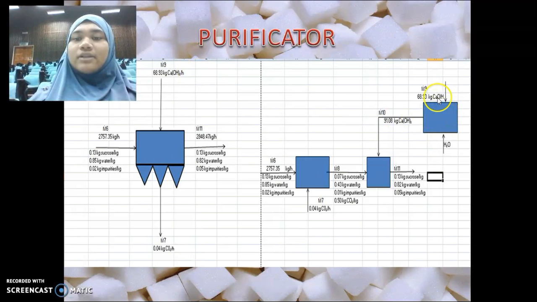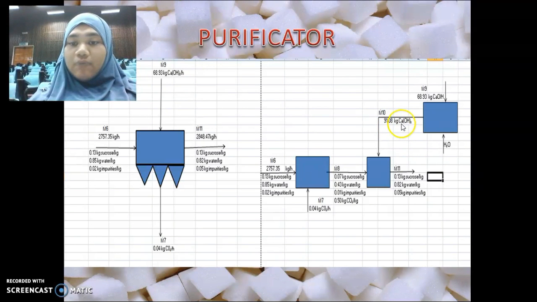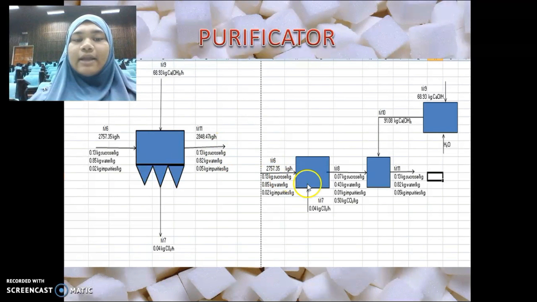And then for the M.9, we get calcium hydroxide from the reaction of calcium oxide and H2O. We use 68.93 kg calcium oxide, and then react it with H2O, and then we get 91.08 kg calcium hydroxide per hour. And then M.10 and M.8 react, and we get M.11, which is 2848.47 kg per hour that contains sucrose, water, and impurities.